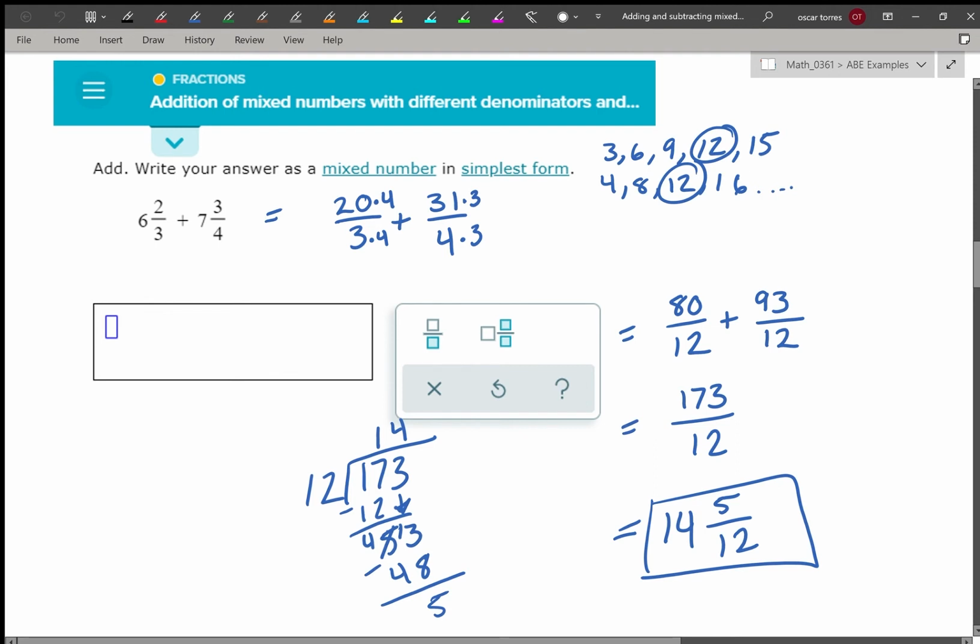So again, what we did is we took 173 and we divided it by 12. 12 goes into 173 14 entire times, and it leaves us with a remainder of 5. So that's where I got this 5 from. This denominator always stays the same when we're converting from an improper fraction to a mixed number.